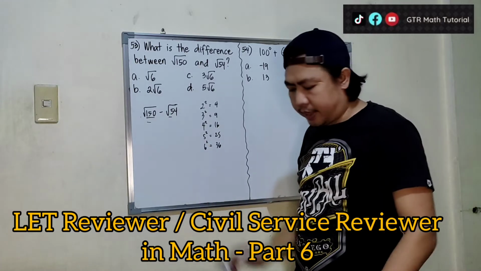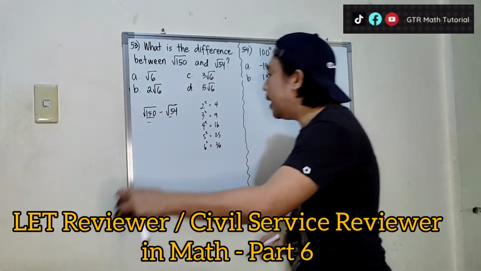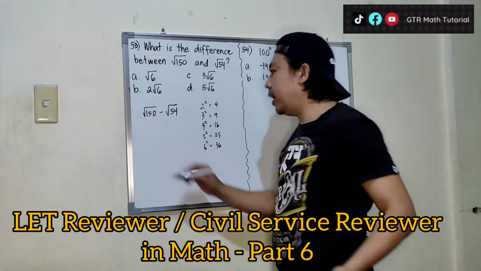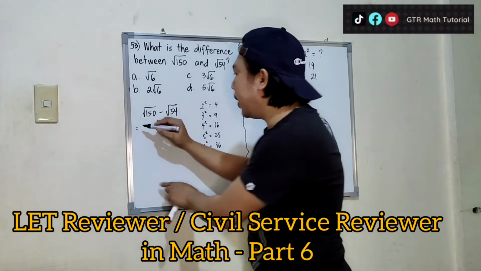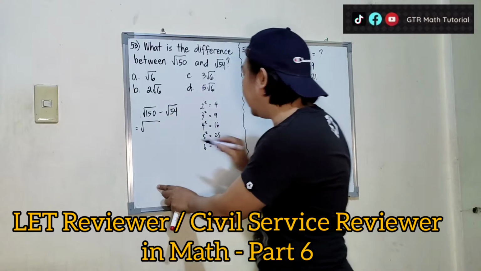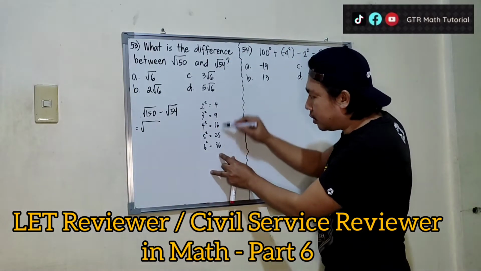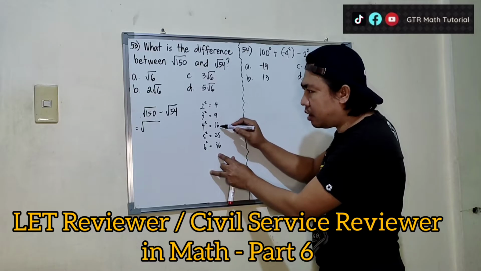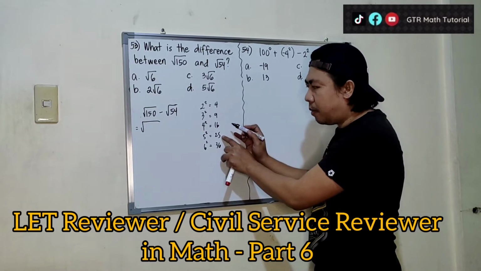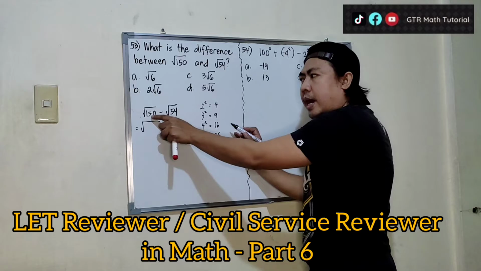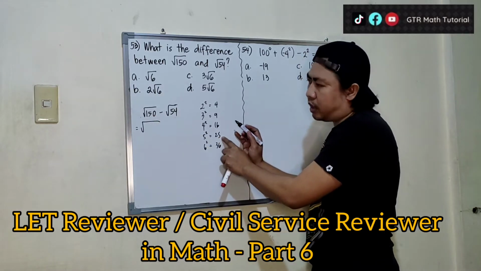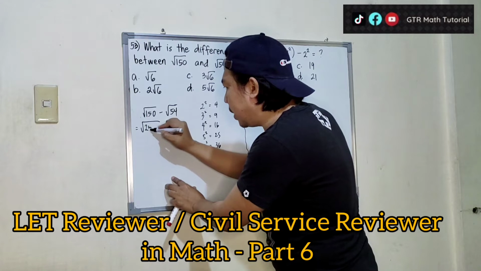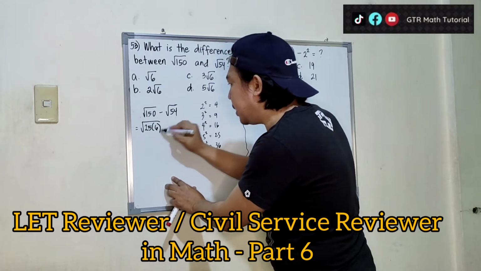So i-factor natin 150 and 54. So ano bang factors ng 150 and 54 na may perfect square? So 150 na mayroong factors dito, so hindi siya pwede sa 4, hindi pwede sa 9, sa 16, ayun, so pwede sa 25. So 150 pwede siyang i-divide sa 25, that is 25 times 6. Okay, so 150 is 25 times 6.